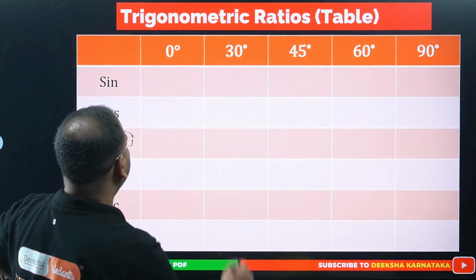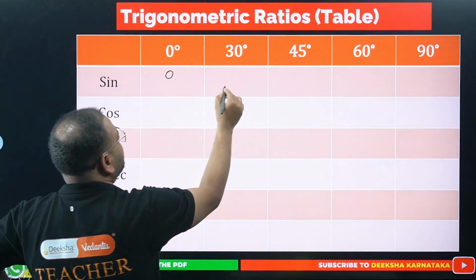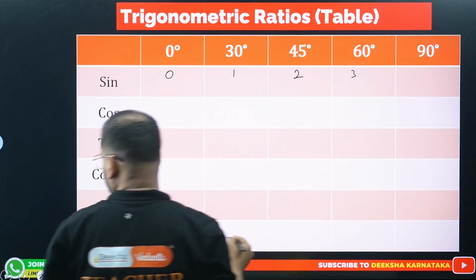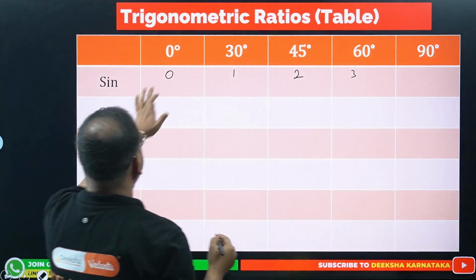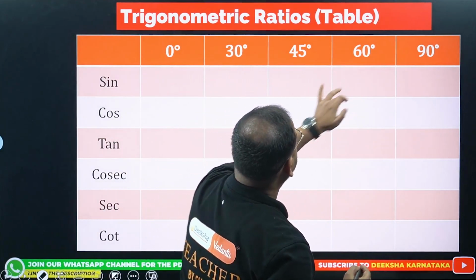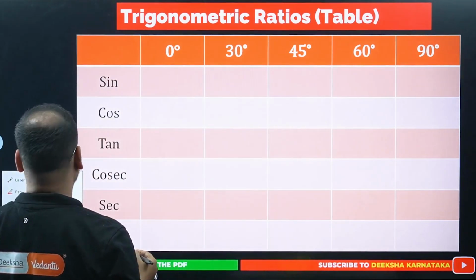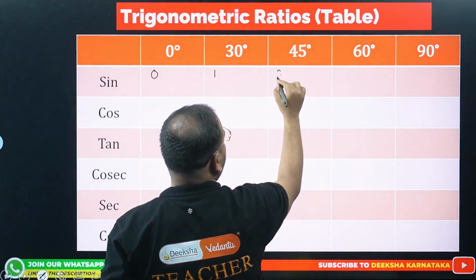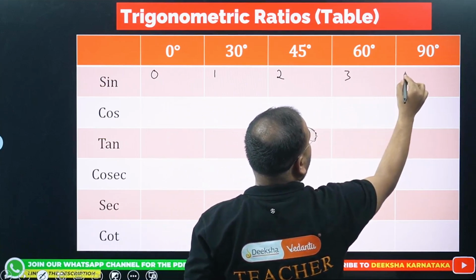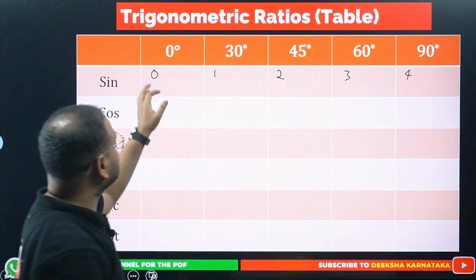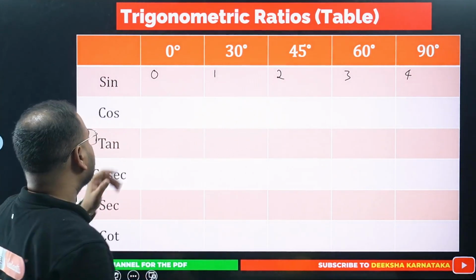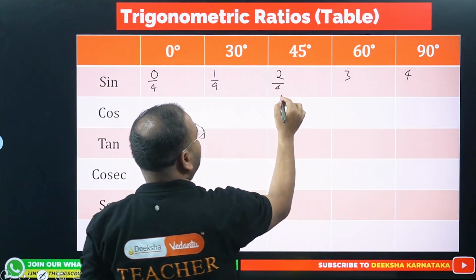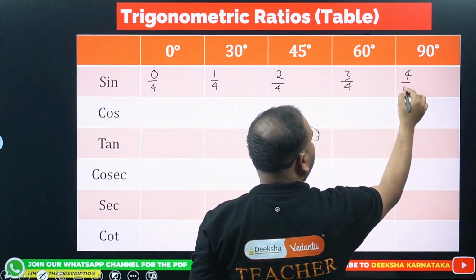For sine 0, just do one thing. Write 0 at every place. 0 here, then what will be next? 1, 2, 3. Before that, let me erase some part and write on the left hand side so I'll have enough space. So let me write 0 here, 1, 2, 3 and 4. What are these? Special angles: 0, 30, 45, 60 and 90. Now divide everything by 4.